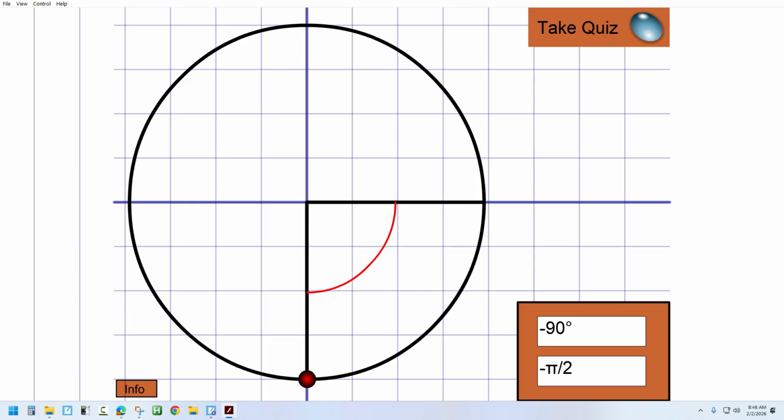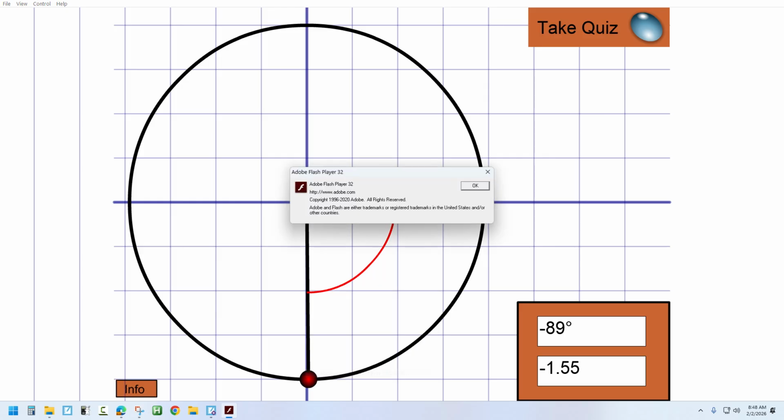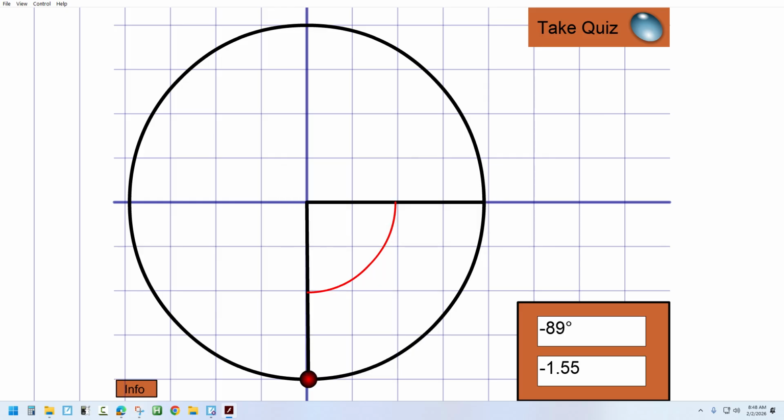Anyone have an idea how much you could add to negative 90? This circle still has to land in the same spot. It has to be at the bottom when you add the number that I'm thinking of. 360. Yep. If you add 360, that's one time around the circle. Okay, watch what happens to your angle.